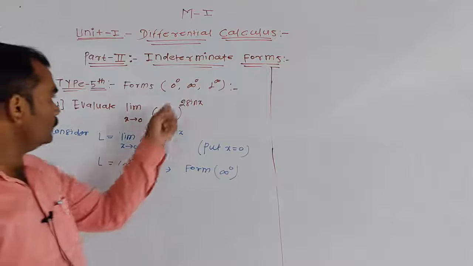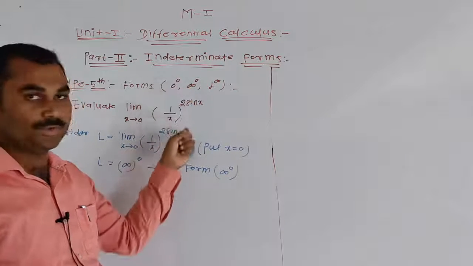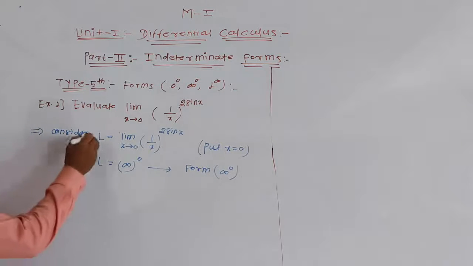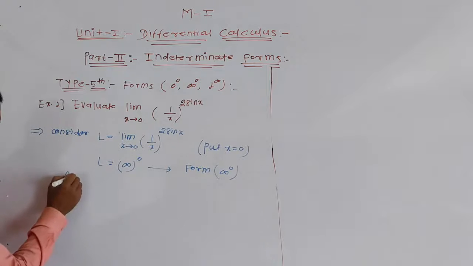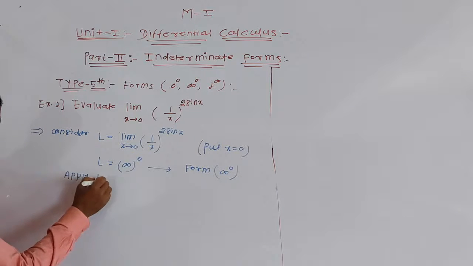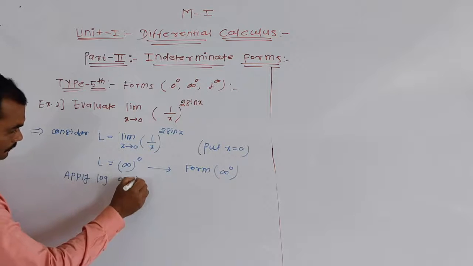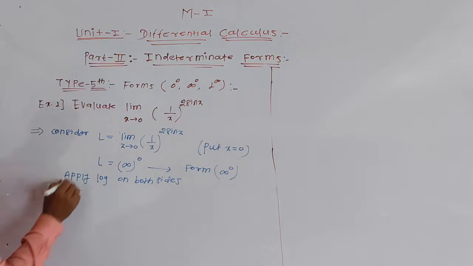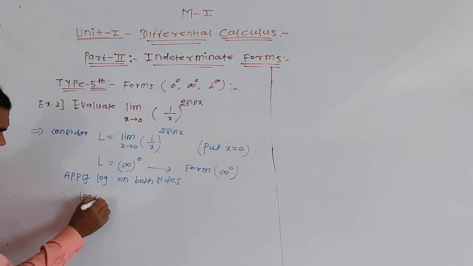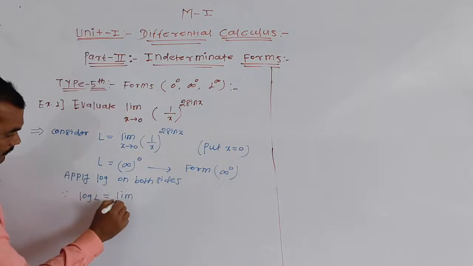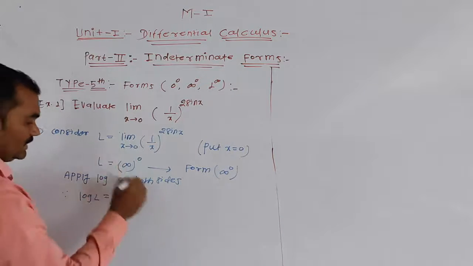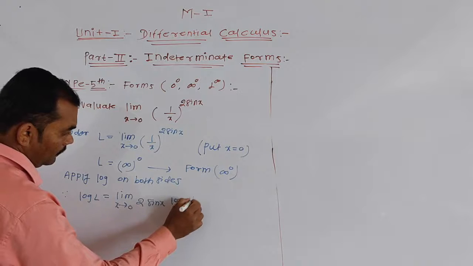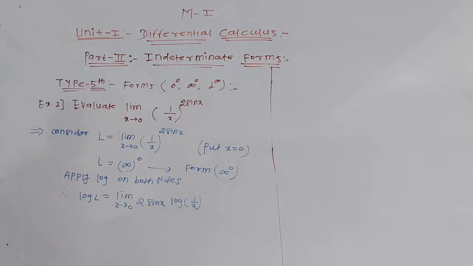If the form belongs to 0 raised to 0, or infinity raised to 0, or 1 raised to infinity, at that time we have to apply log on both sides. Correct. Apply log on both sides. Therefore we get here log of L is equal to limit x tends to 0, and the power goes to this side, 2 sin x into log 1 by x.